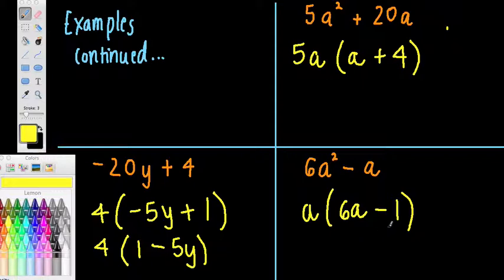And that's it. So hopefully that rings a bell from some of the stuff that you've done in Year 8. It's very, very important that you get a grasp on factorising before we start quadratics. In the next video, we'll look at factorising trinomials. Thanks very much.